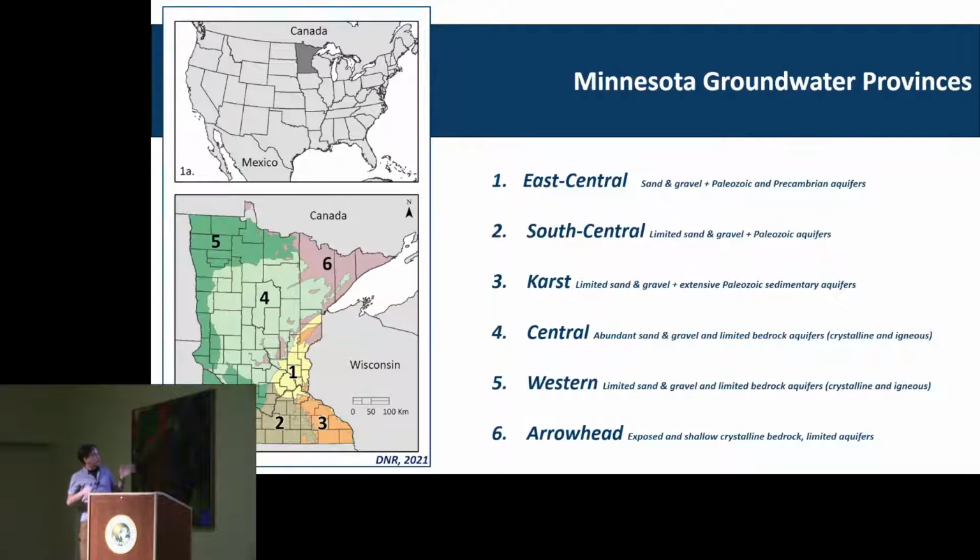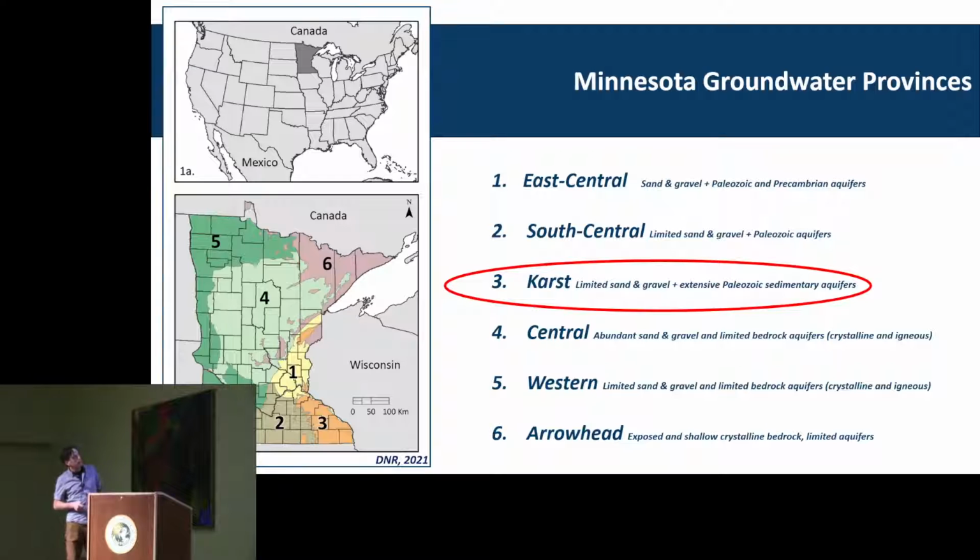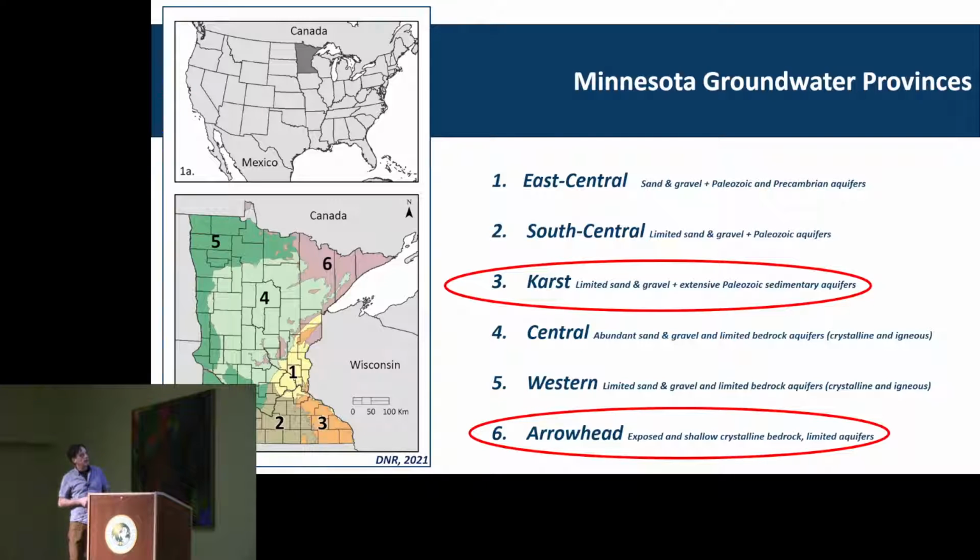So just a quick setting the stage from a geologic and hydrogeologic perspective. Minnesota has very complex geology. It's a pretty big state, and you can kind of distill it into more digestible content by creating these groundwater provinces. So the DNR has created these six different groundwater provinces, and I'm not going to read them all to you. But in essence, the karst is the area that we just talked about in the last talk, and that many of you are very familiar with, and then the arrowhead.